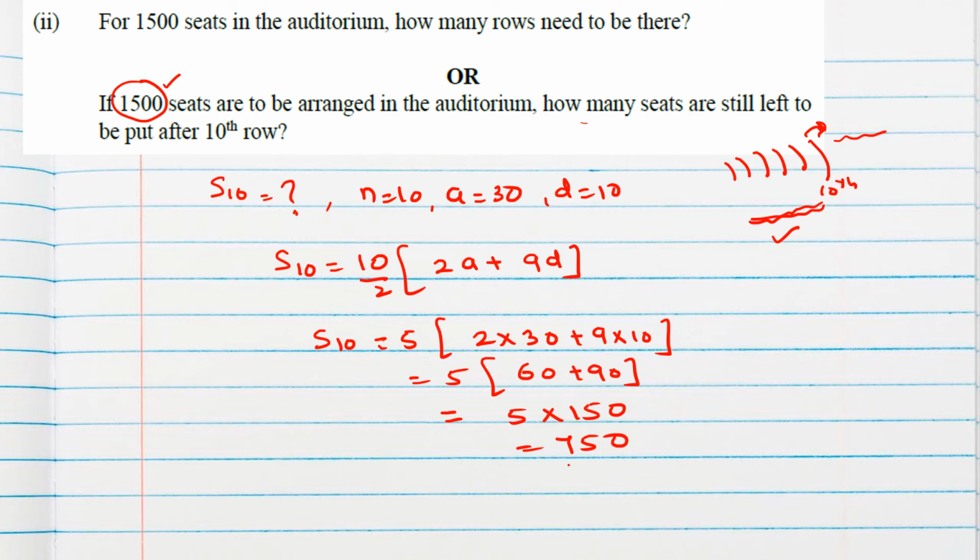But we need total 1500. So what we will do? 1500 minus 750 is 750. That means these many seats we have to allot after the 10th row. Okay. So this is the answer. 750 seats we have to allot.